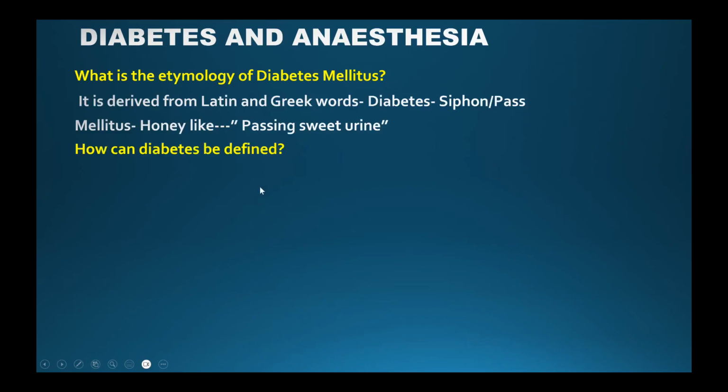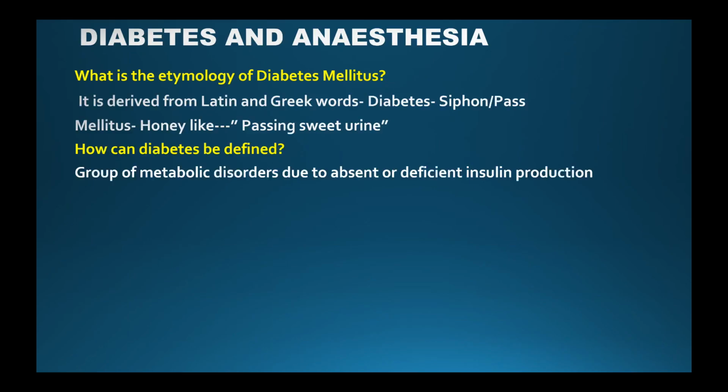How can you define diabetes? What is the definition of diabetes? A single fasting blood sugar more than 126 milligrams. It's a group of metabolic disorders due to absent or deficient insulin production. That is the definition.